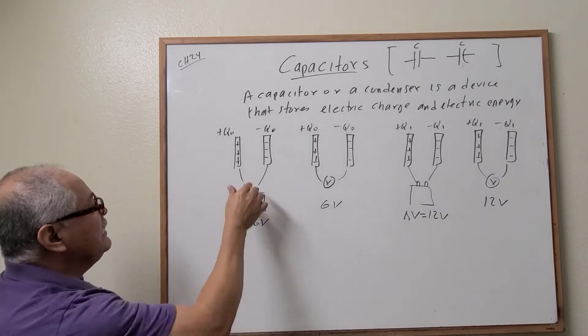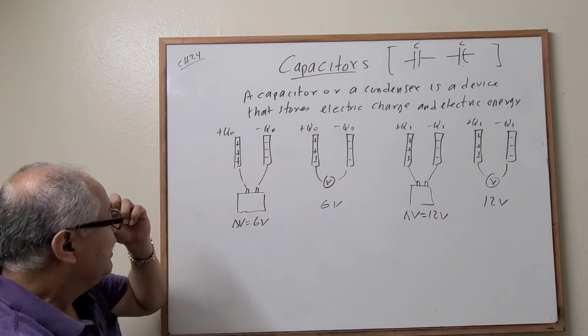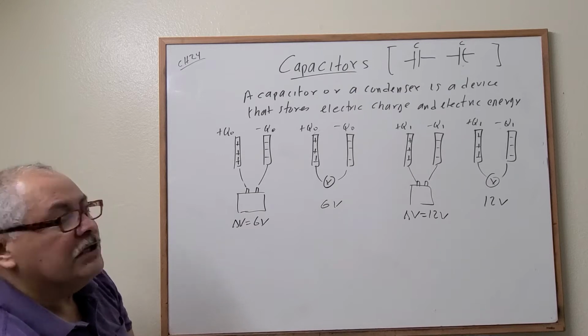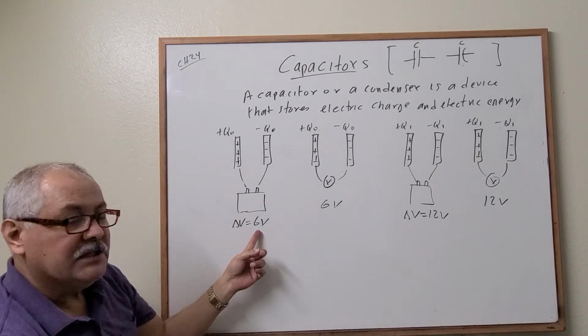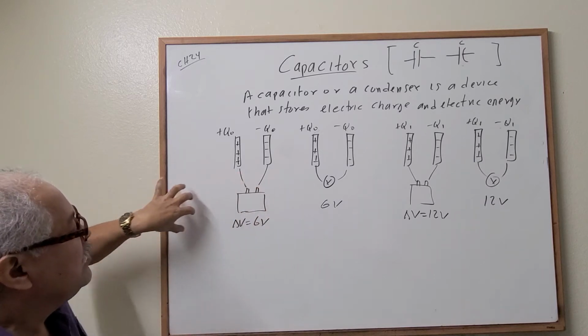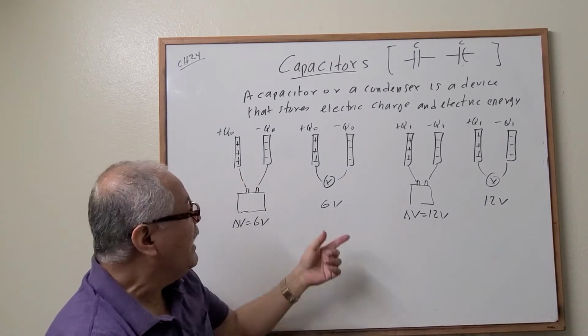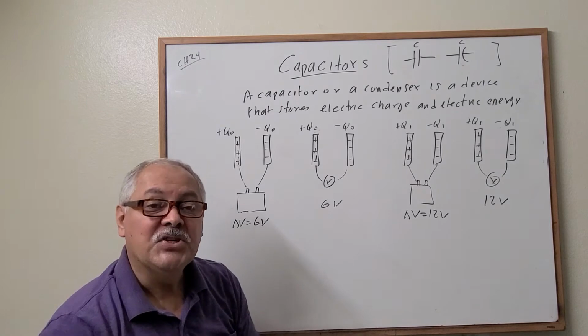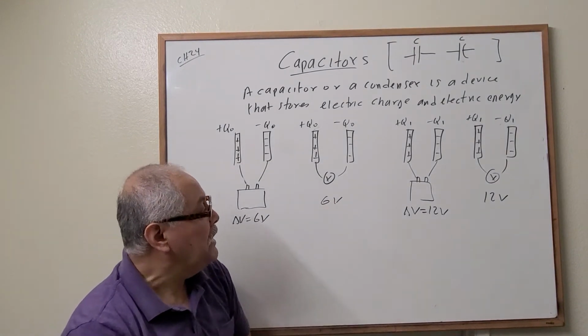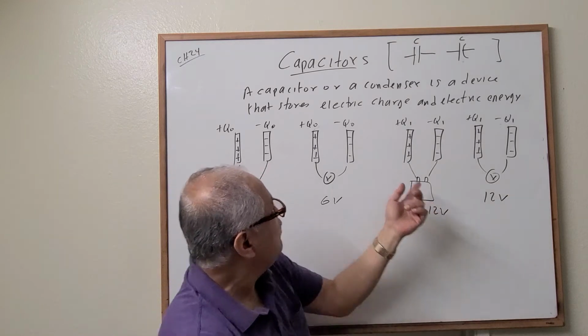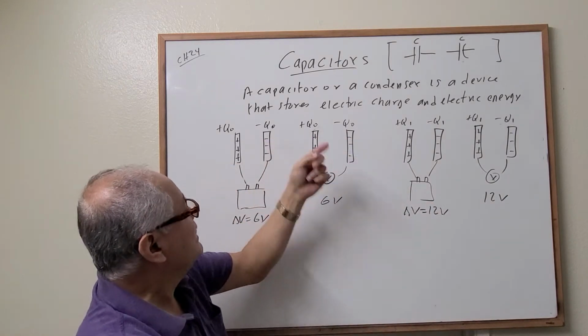Imagine that we have this capacitor, and we charge this parallel plate capacitor with a battery of 6 volts. Later, imagine that we remove the battery and measure the voltage, and it's found to be the same. Now we have some charge stored in this way.